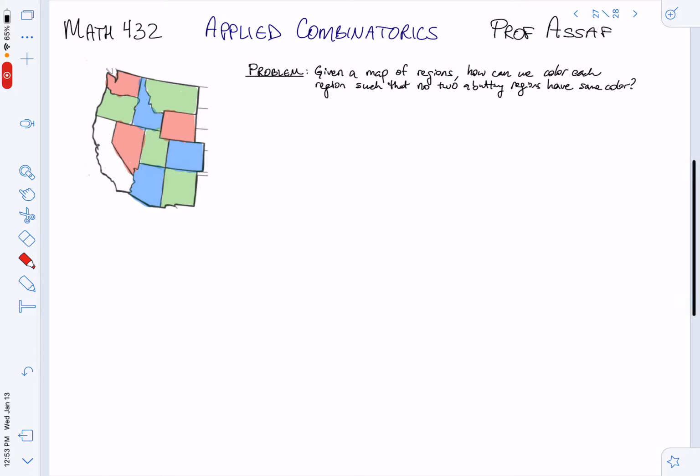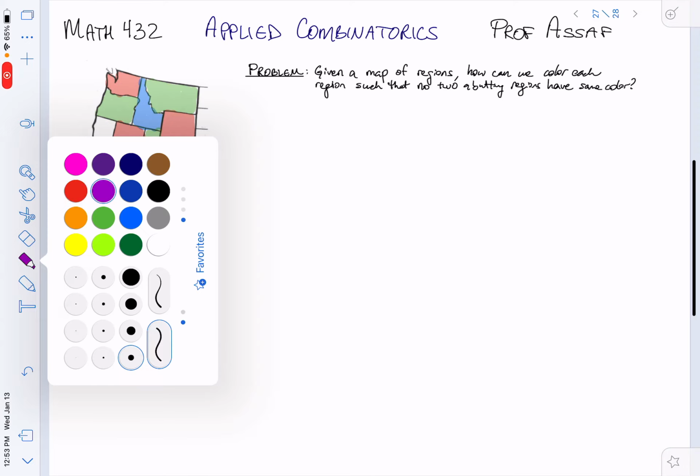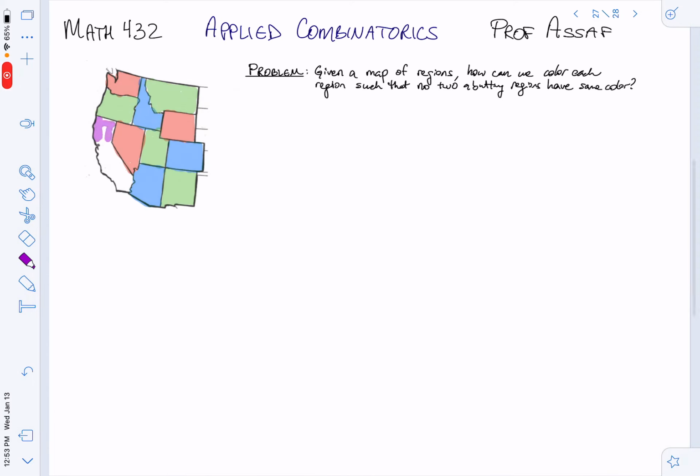And now we arrive at California. We see that California is touching Oregon, Nevada, and Arizona. We need a new color. So we're going to have to choose, for example, purple for California. So it turns out for this map, we needed 4 colors.